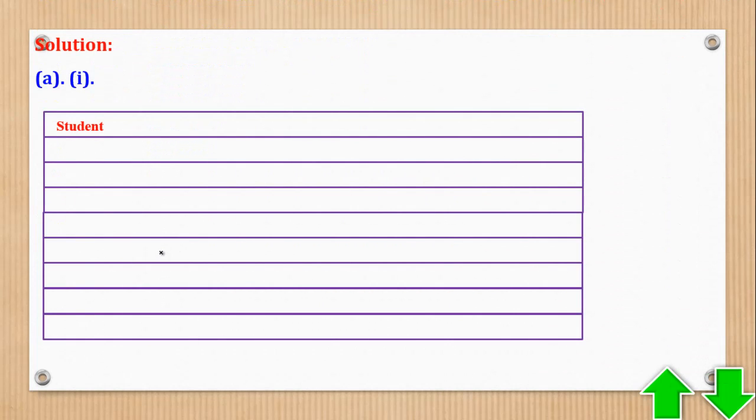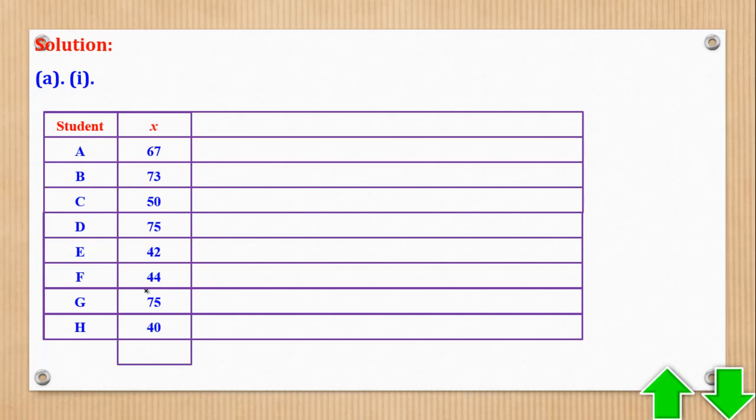The first column will be for the students A up to H. Then next we will put the marks in test 1, which will be X. Then we shall add all these ones and put the total here. Then also put the marks of test 2 and call it Y. Then add everything here and put the total here.